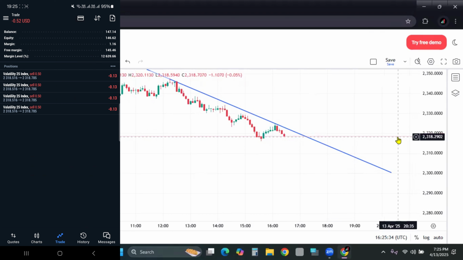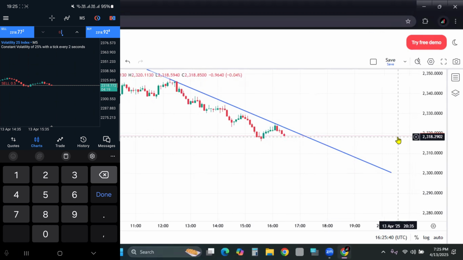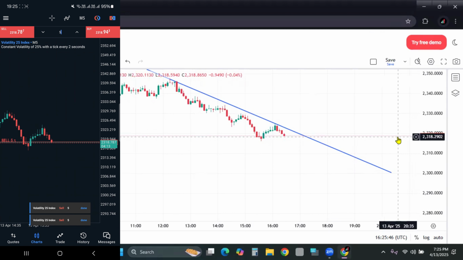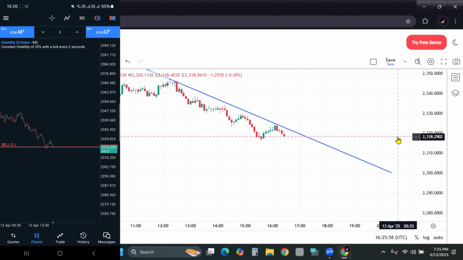I've placed 1, 2, 3, 4 trades. You can also increase the lot size. If you have a good account, you can put a bigger lot size, like let's say 5. Let me place 2 trades only instead of putting so many trades like this. So I've placed 1, 2, 3, 4, 5, 6. Yeah, 6 trades, and I'm expecting the price to continue dropping.